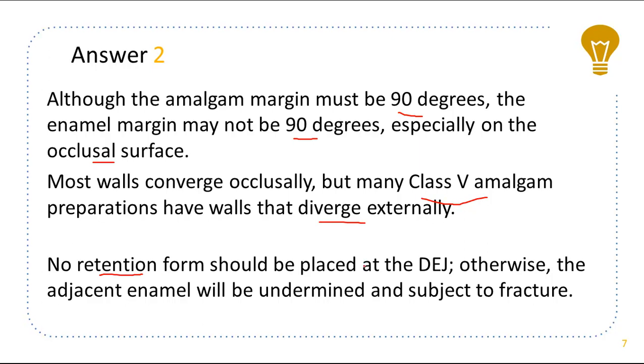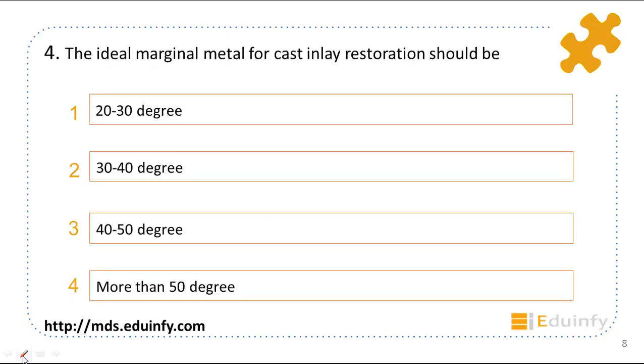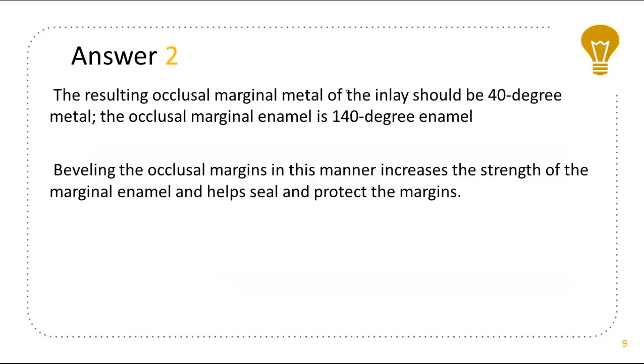No retention form should be placed at the dentinoenamel junction. Otherwise, the adjacent enamel will be undermined and subject to fracture. Ideal marginal metal for a cast inlay restoration should be 30 to 40 degree. The resulting occlusal margin metal of the inlay should be 40 degree. The occlusal marginal enamel is 140 degree. Beveling the occlusal margin increases the strength of the marginal enamel and helps seal and protect the margins.